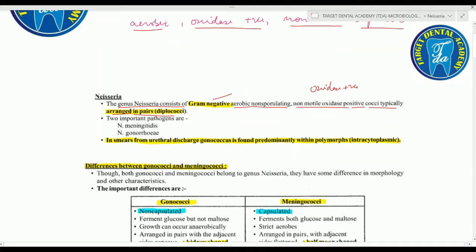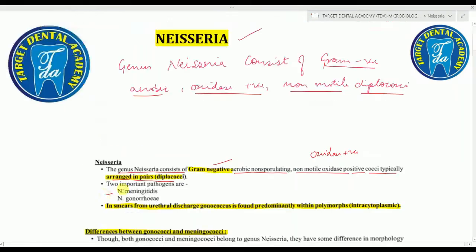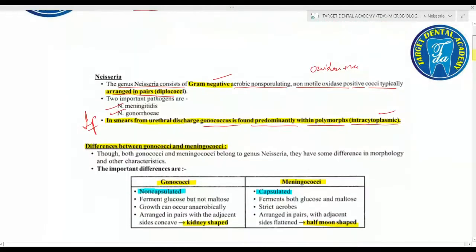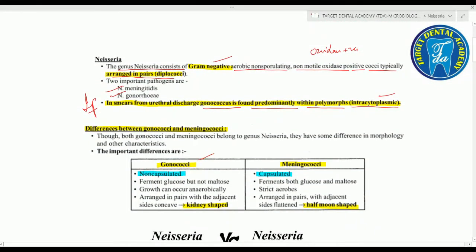In Neisseria we are going to study two important pathogens, Neisseria gonococcus and Neisseria meningococcus. In smears from urethral discharge, the gonococcus is found predominantly within the polymorphs, that is, intracytoplasmic. Important. Now, the important point is the difference between the gonococci and the meningococci.